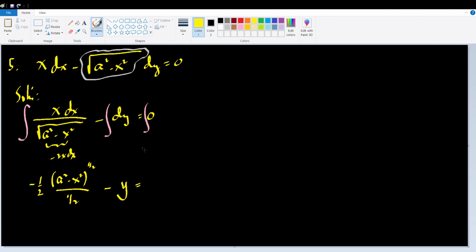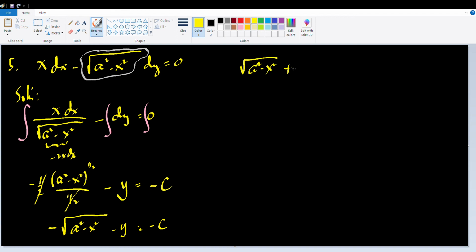Again, you should know that the constant will take the form negative c, because the terms we have at the left side are both negative, so we write our constant as negative c. And that way we will come up with a nicer answer, no? So 1 half here will cancel, of course. We have negative square root of a squared minus x squared minus y equal to negative c, or equivalently square root of a squared minus x squared plus y equal to c. Okay?